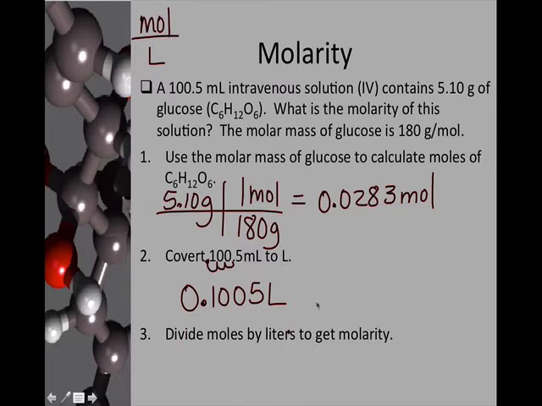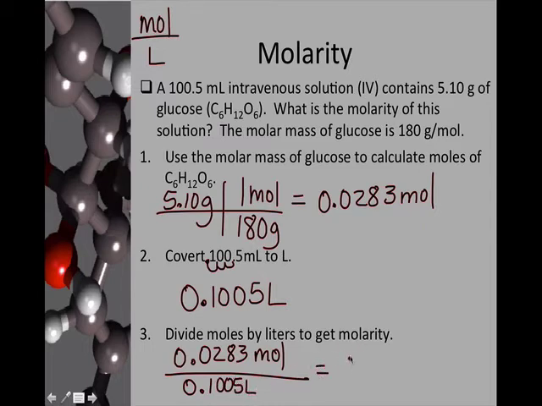And then my last step is to take my moles and divide by my liters to get molarity. And when I divide those two numbers together, I get 0.282 molar. So the concentration in that IV solution is 0.282 molar glucose.